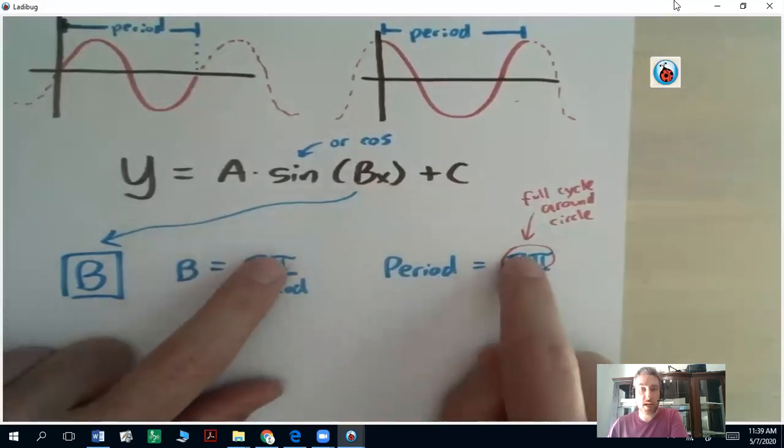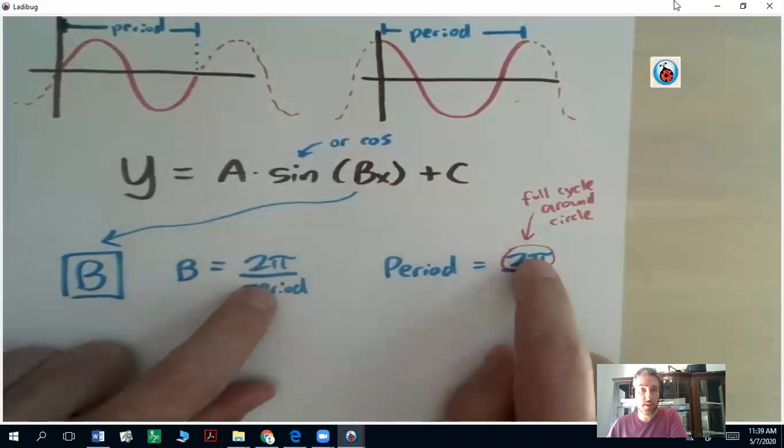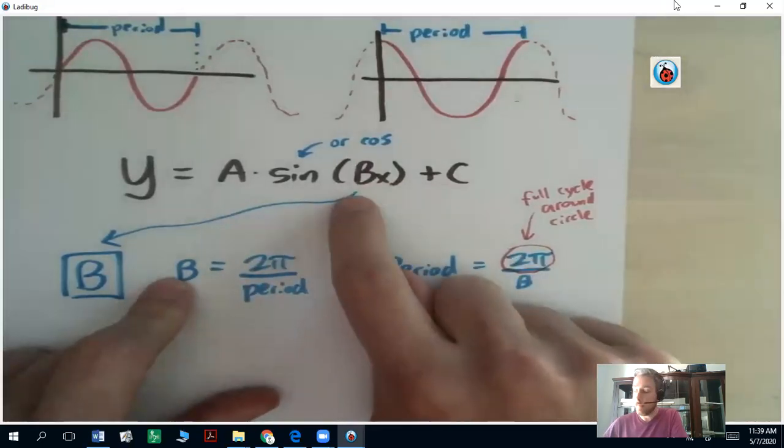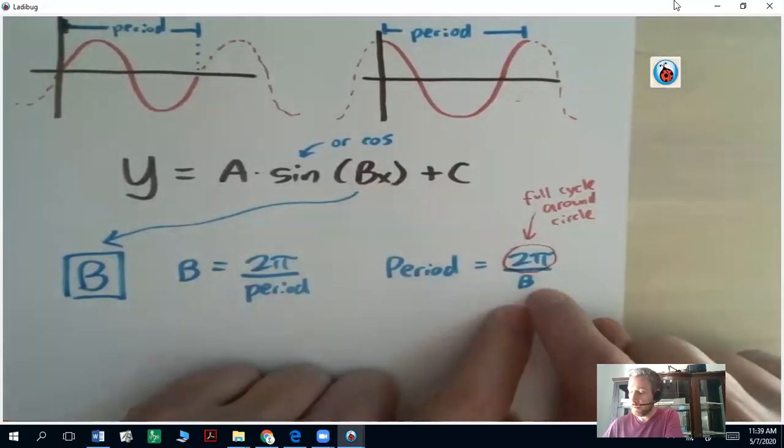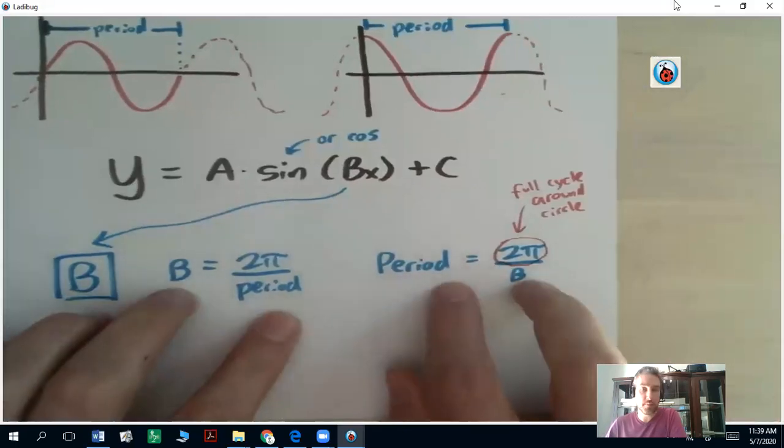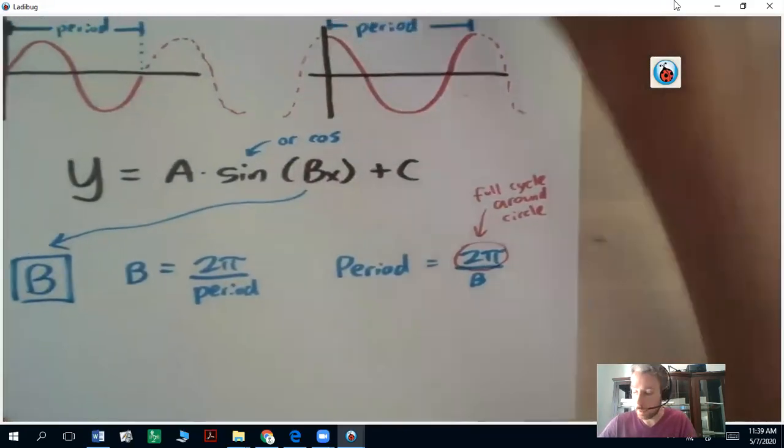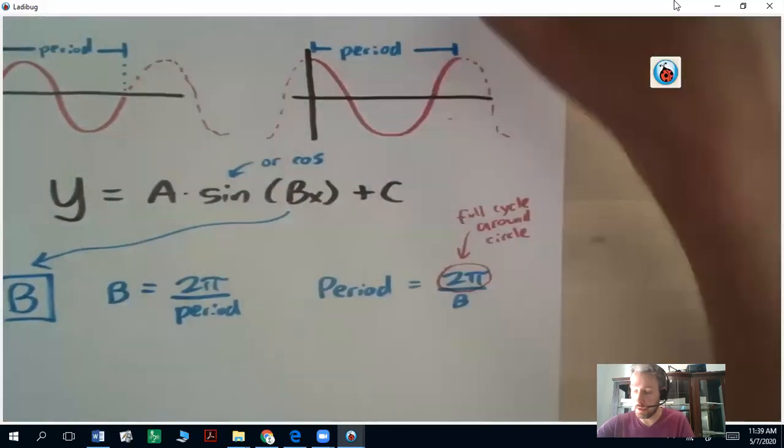Always have 2 pi on the top of that equation. 2 pi over the period is equal to the b value. 2 pi divided by the b value is equal to the period. Those are essentially the same thing, just solve for one or the other. That's one full completion around the circle representing 2 pi.